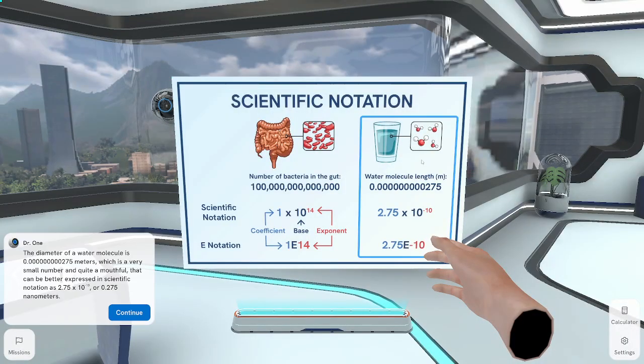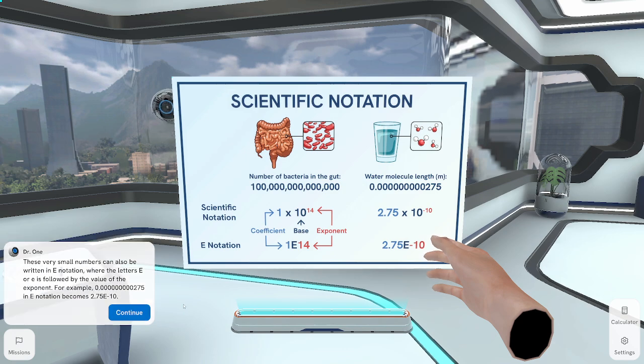The diameter of a water molecule is 0.000000000275 meters, which is a very small number and quite a mouthful, that can be better expressed in scientific notation as 2.75 times 10 to the power minus 10, or 0.275 nanometers.